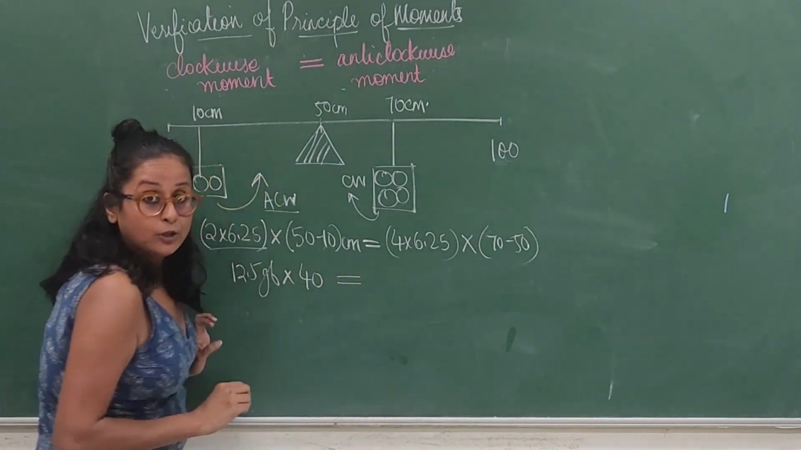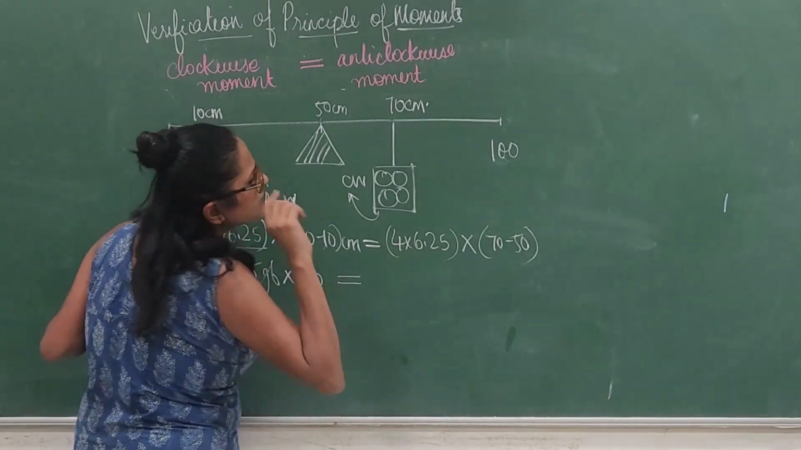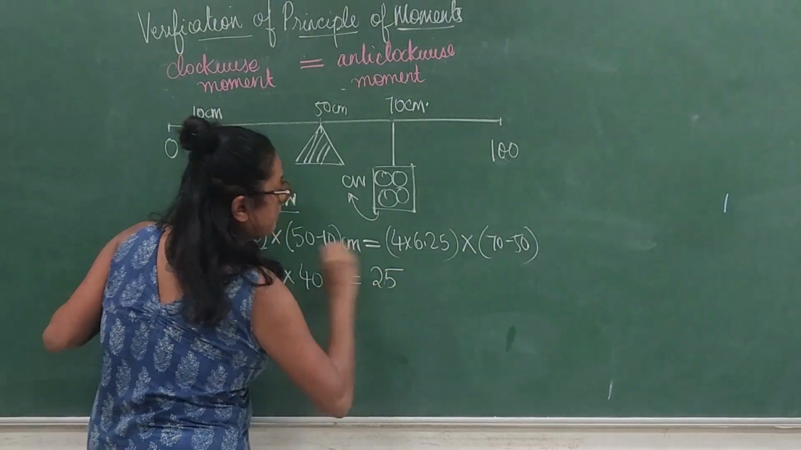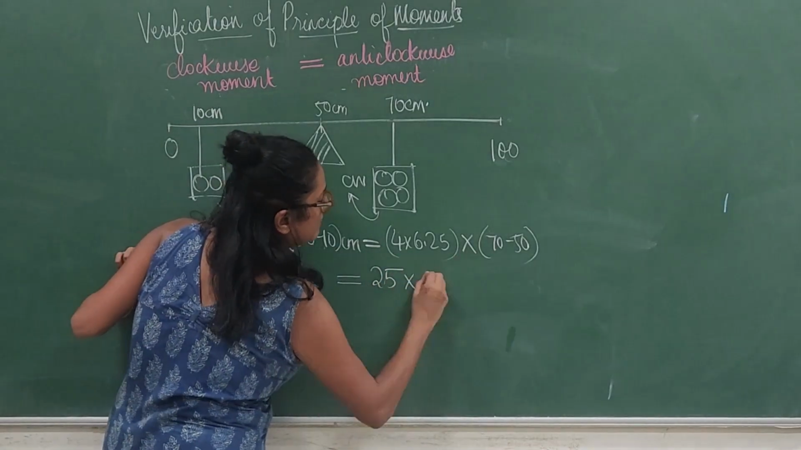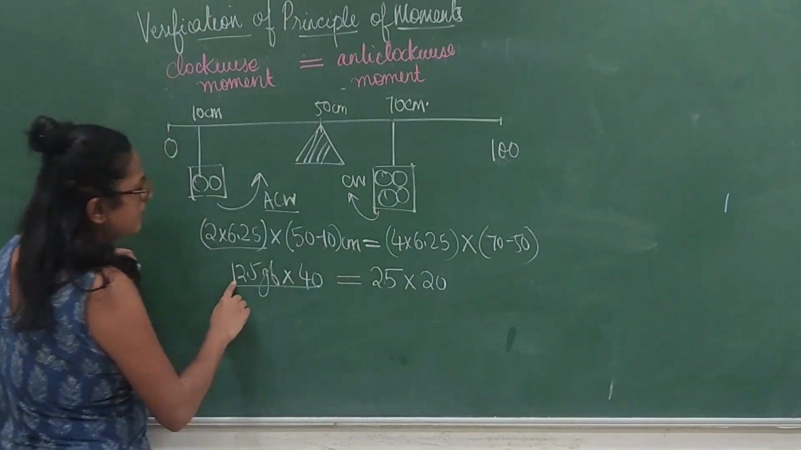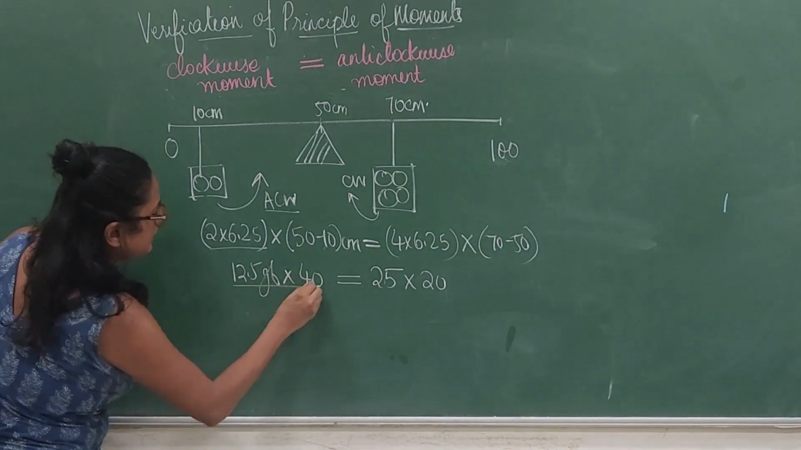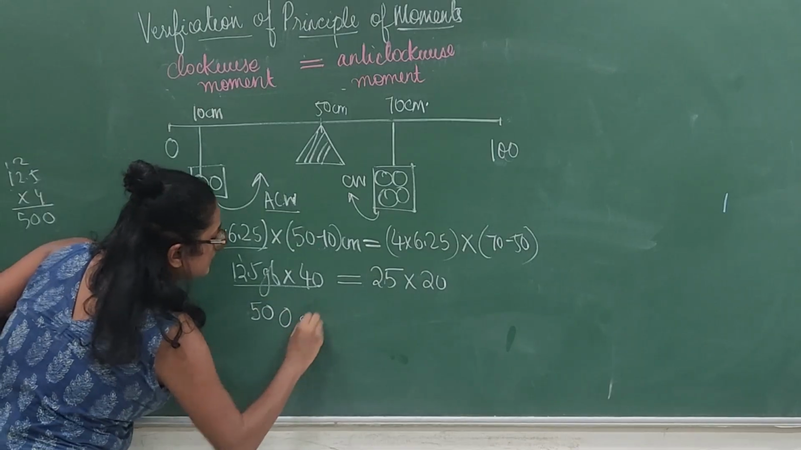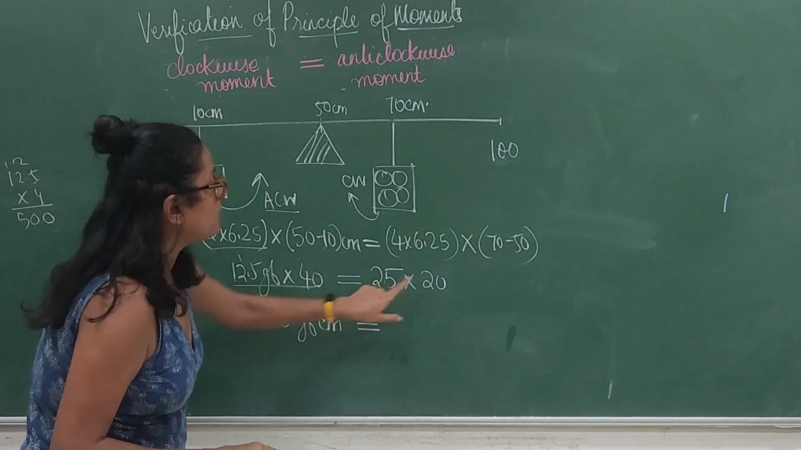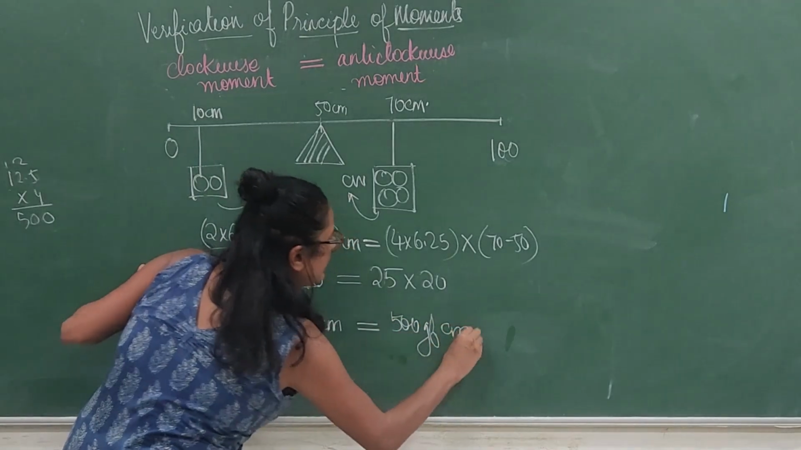This should be equal to, according to the principle of moments, what is 4 into 6.25? 4 into 6.25 is 25. Am I right? Yeah, 25 into 70 minus 50 is 20. What is 12.5 into 40? 12.5 into 40 is 125 into 4. That's 500 gram per centimeter. And how much is this? 25 into 20. That is also 500 gram per centimeter.